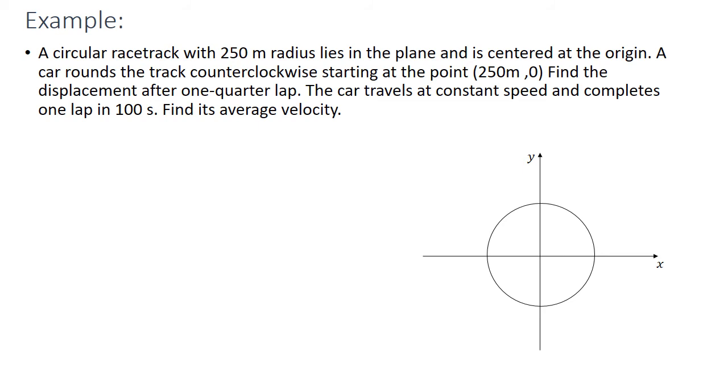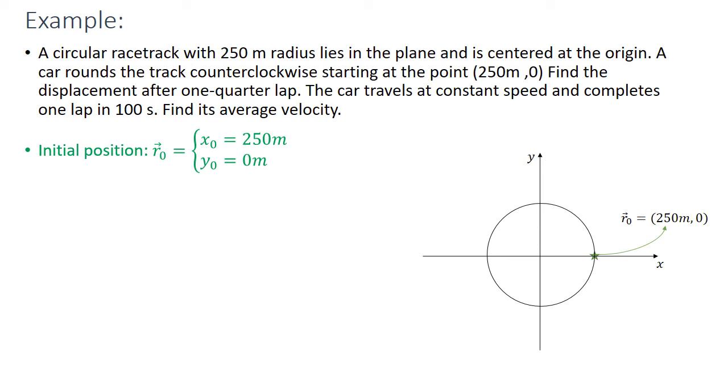The starting point is r0, the initial position of the car. It has x equal to 250 meters and y equal to 0, and that would be here. So that would be 250 from the origin on the x-axis and 0 on the y-axis. So these are x0 and y0. We can write the initial position and split it up into two components, x0 equal to 250 meters and y0 equal to 0 meters. Then we want to find the displacement after 1/4 lap.